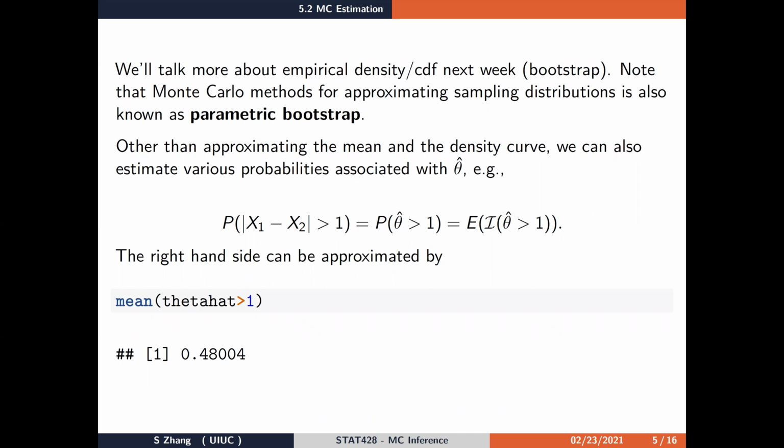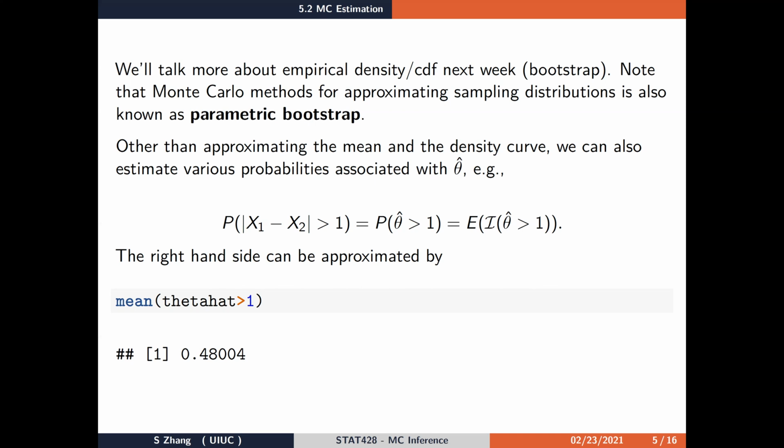We'll talk more about empirical density, so empirical PDF and CDF, next week when we finish up the Monte Carlo inference stuff and move on to talk about bootstrapping. Note that there's another name for Monte Carlo methods for approximating sampling distributions, and that is known as parametric bootstrap. It's called parametric bootstrap because we know the underlying distribution of our x's. You can also have non-parametric bootstrap, where you just have some observed data and you don't know the underlying distribution of your x's. Then in this case, you can try to do resampling from the observed data and do non-parametric bootstrap.